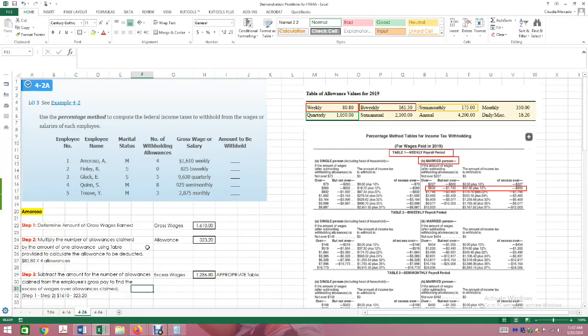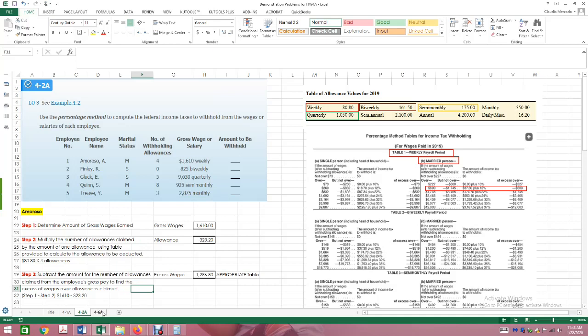Okay? You need to know how to calculate federal income tax using both the wage bracket method and the percentage method. I've gone through both examples already. In 4.1, we did the wage bracket method. In 4.2, we did the percentage method. I hope this helps you out here.